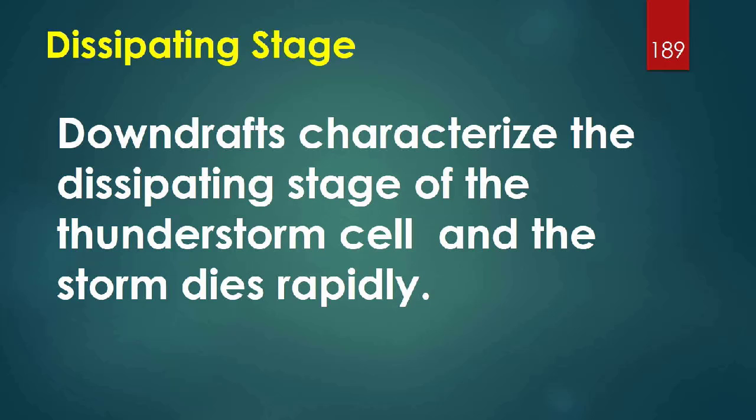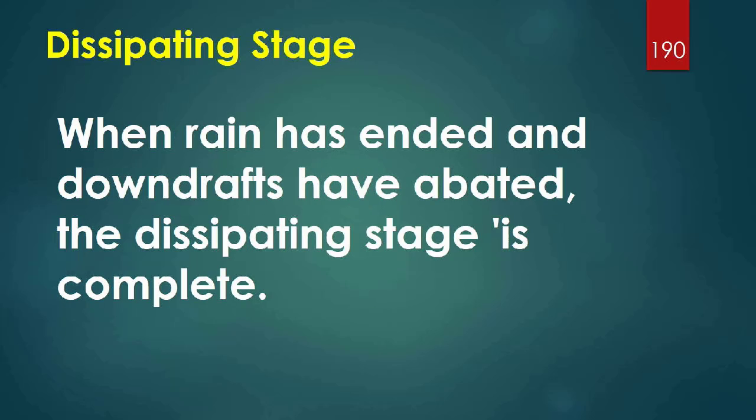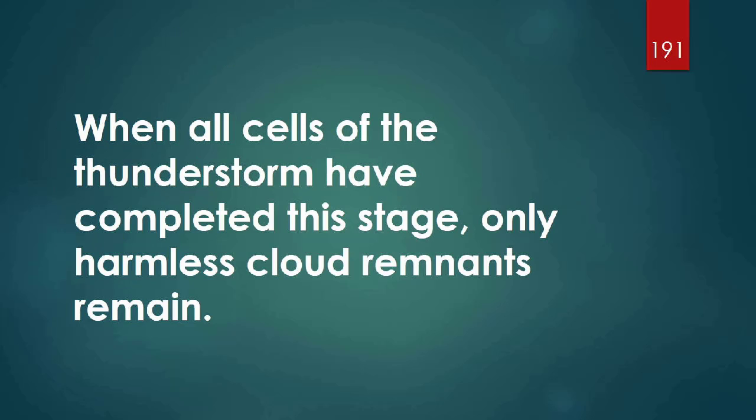We move then into the dissipating stage. Downdrafts characterize the dissipating stage of the thunderstorm cell and the storm dies rapidly. When rain has ended and downdrafts have abated, the dissipating stage is complete. When all the cells of the thunderstorm have completed this stage, only harmless cloud remnants remain.